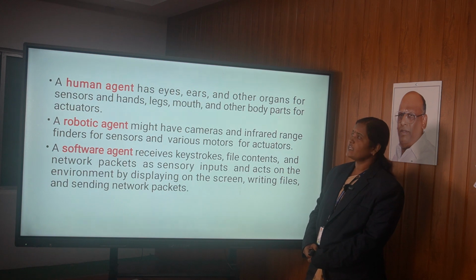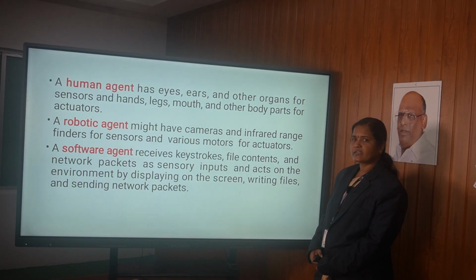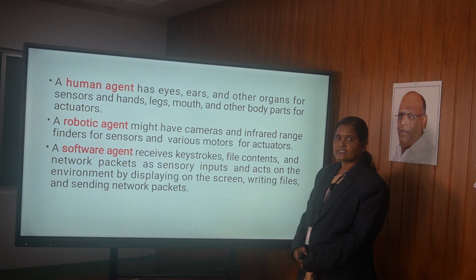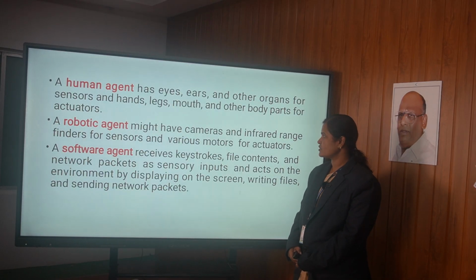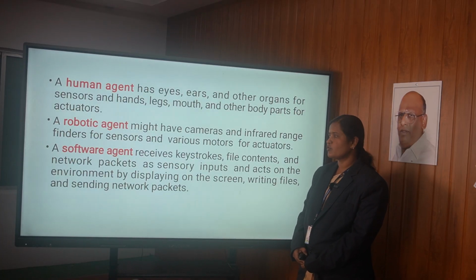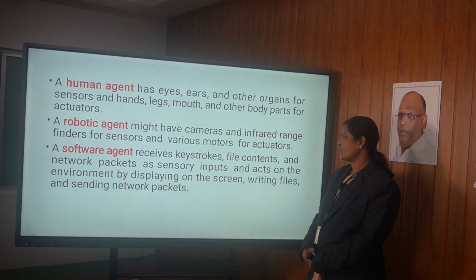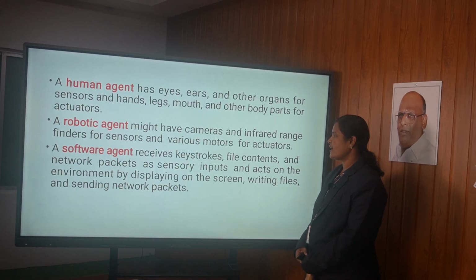For example, if you take a human agent, we get information about the environment through eyes, ears and other organs, which act as sensors, and we have hands, legs, mouth and other body parts that act as actuators. Robotic agents have cameras and infrared range finders that act as sensors to get information, and motors for taking actions, which are the actuators. We also have software agents. Software agents receive keystrokes, files and network packets as sensory inputs, and they take action on the environment by displaying on the screen, writing files, and sending network packets.